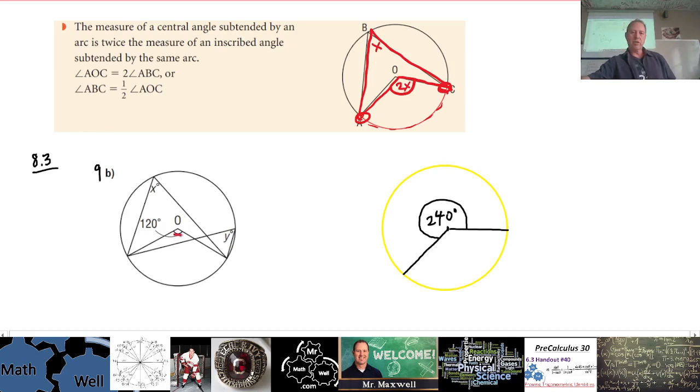So in this case, if this is 120, well, I have an angle here that subtends the same arc as the central angle. So x is 60 degrees. It's half. And even though it may not look like it, this y value also is an inscribed angle that subtends the same arc as the central angle 120. So y is also 60 degrees.